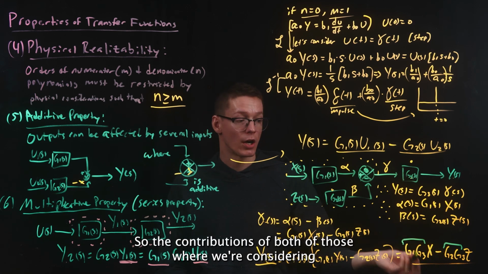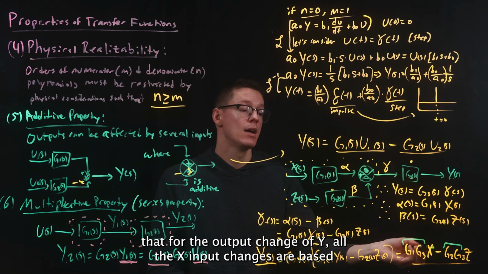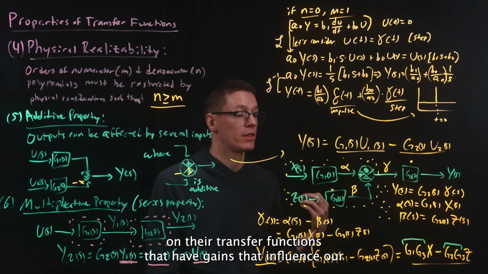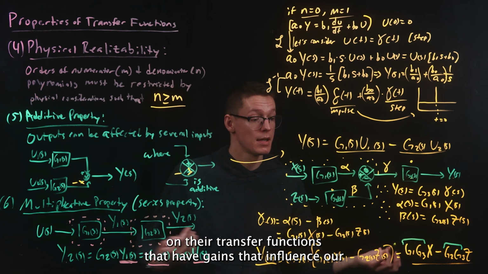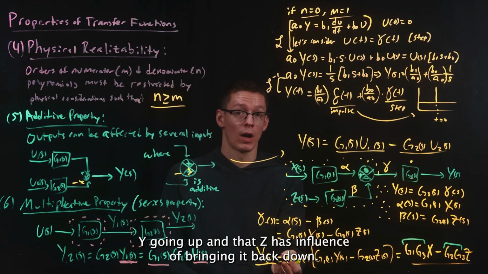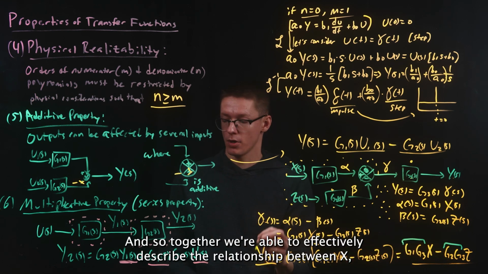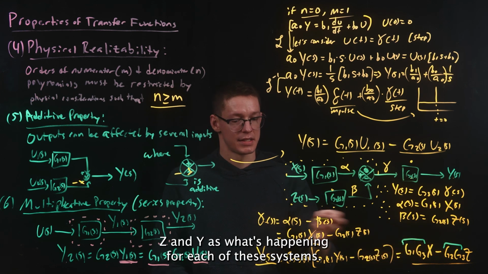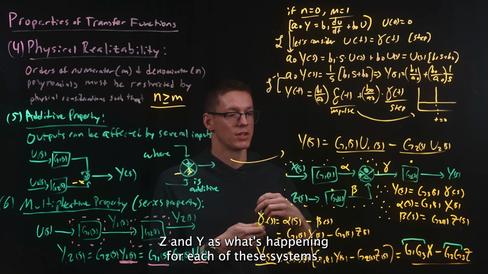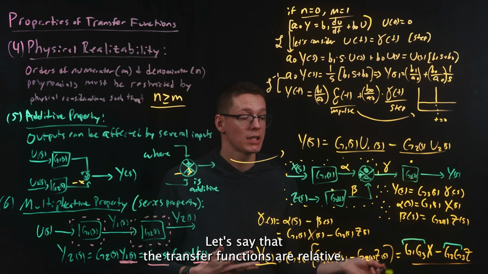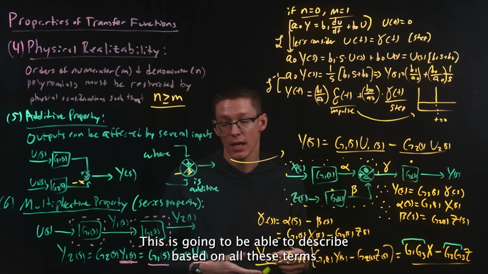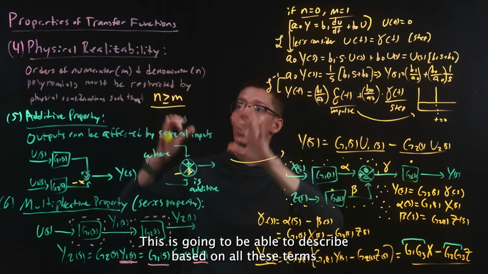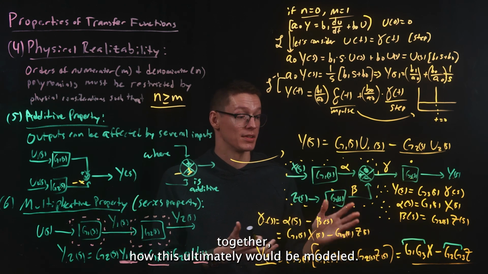So the contributions of both of those, where we're considering that for the output change of y, all of the x input changes are based on their transfer functions that have gains that influence our y going up, and that z has influence of bringing it back down. And so together, we are able to effectively describe the relationship between x, z, and y as what's happening for each of these systems. So say that the gains are changing, let's say that the transfer functions are relative. This is going to be able to describe, based on all these terms together, how this ultimately would be modeled.